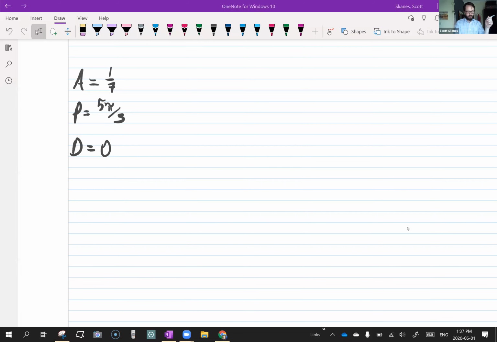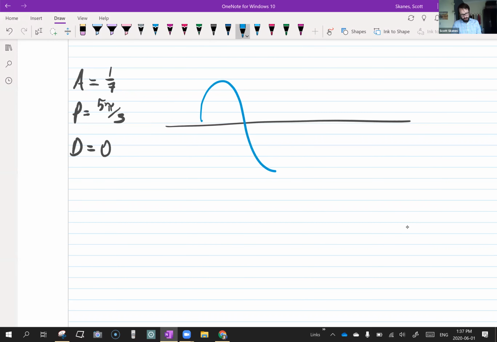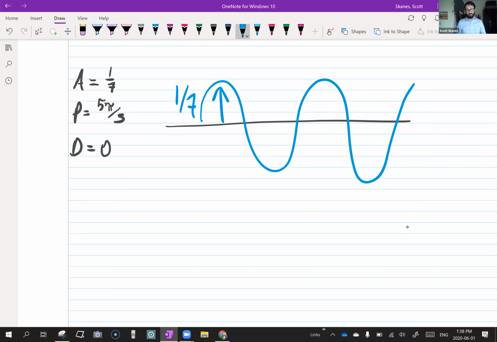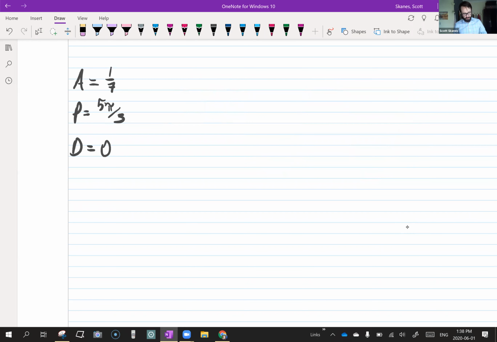So this question, we have an amplitude of 1/7. Amplitude means if you had a center line, that would mean that the function was to go up by 1/7, so a seventh. So this would be a really small function, really tiny amplitude.